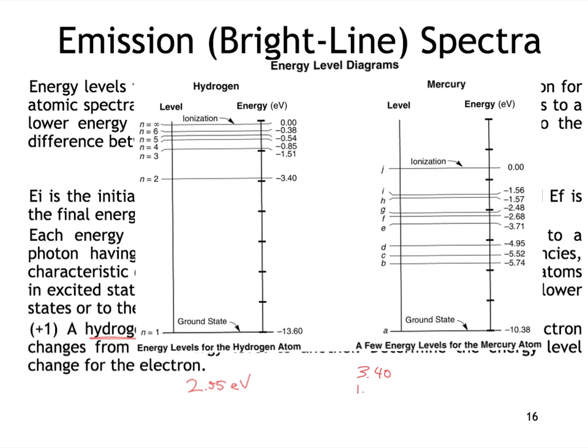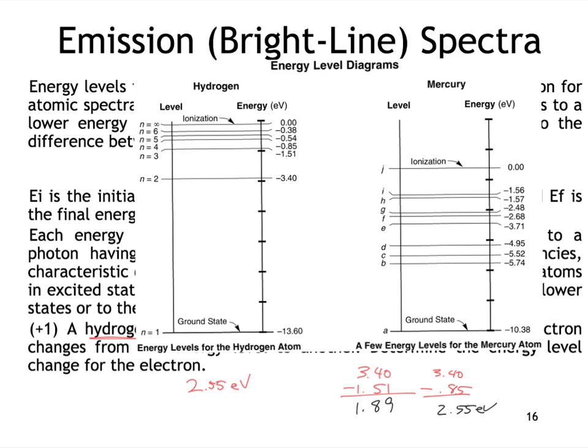minus 1.51 and see if we can get 2.55. So I was only able to get 1.89. So I'm having another idea. What if we do 3.4 minus 0.85? So my suspicion was correct. This one comes out to be 2.55 electron volts.